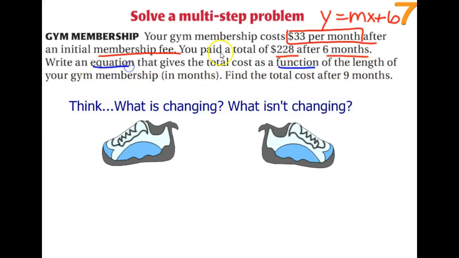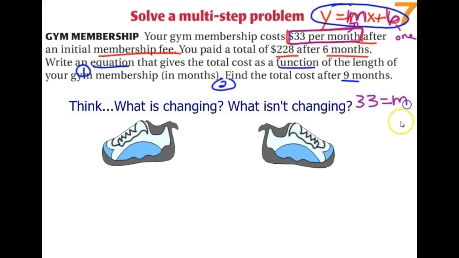Function and equation both tell you you're going to write an equation that looks like that. And then the second part would be find the total cost after 9 months. So first we want an equation, then we want the total cost. So if we think about this equation, we're going to pay $33 per month. Reminder, m is what we're paying multiple times, b is what we're paying one time. Well, this $33 per month, we're not going to just pay one time, we're paying that multiple times each month. One time this month, one time next month. So 33 is going to be our m, or our slope.